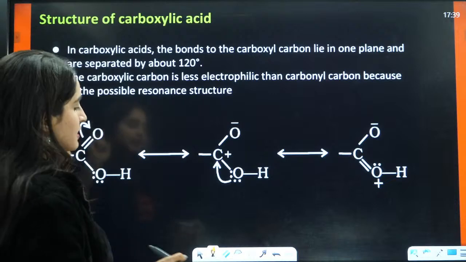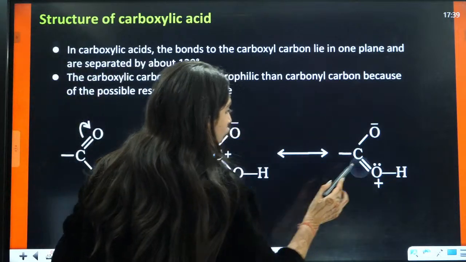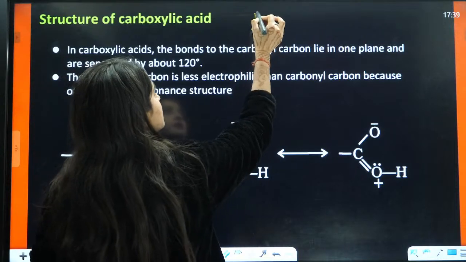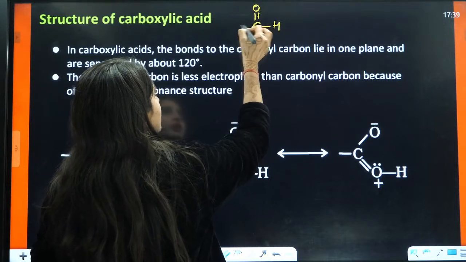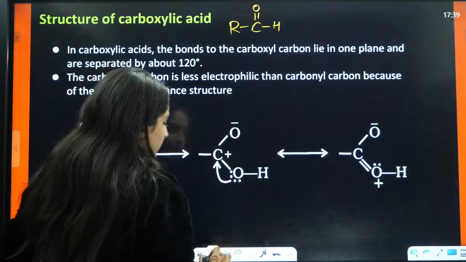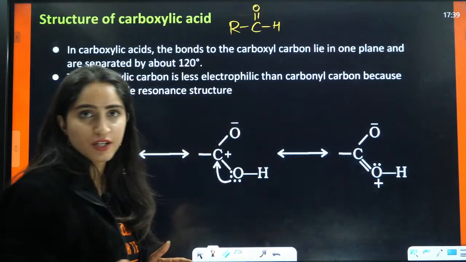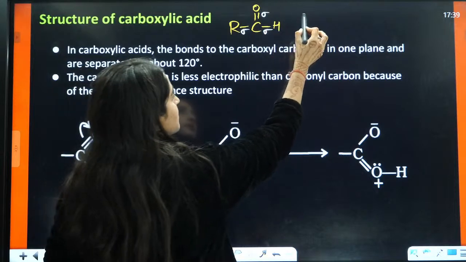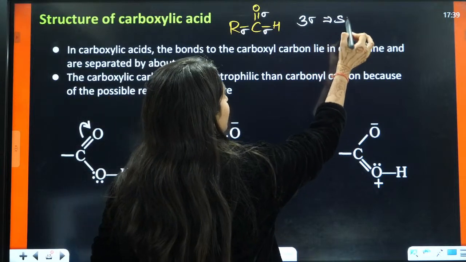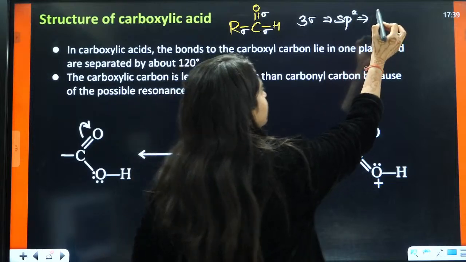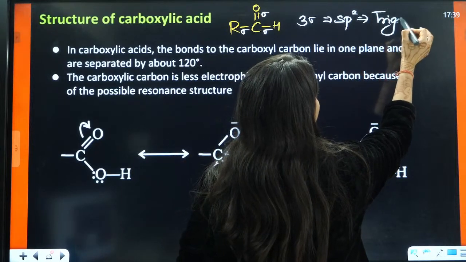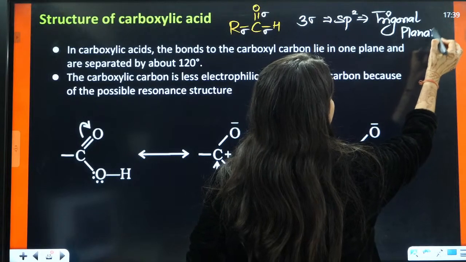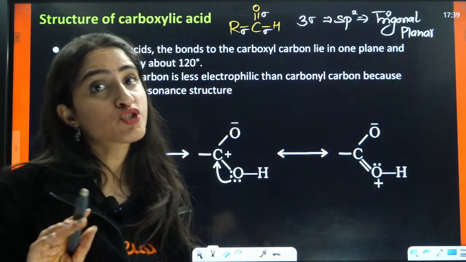Now, what is the structure of carboxylic acid? We know that carboxylic acid means this is COOH, and this is your R. Now tell me, what is the hybridization here? We know that it has 3 sigma bonds. That definitely means it is sp2 hybridized. That means it is trigonal planar geometry, right?